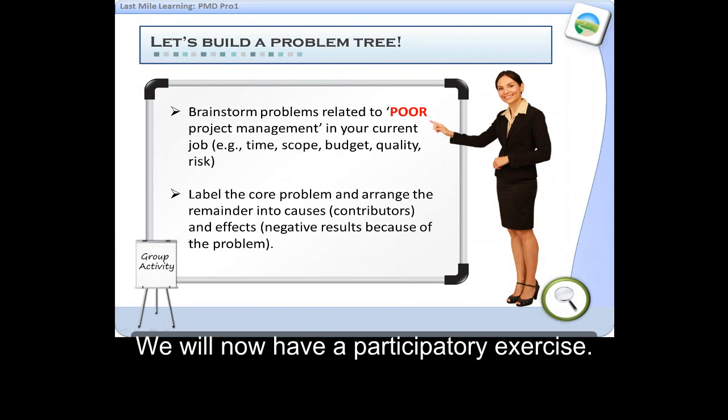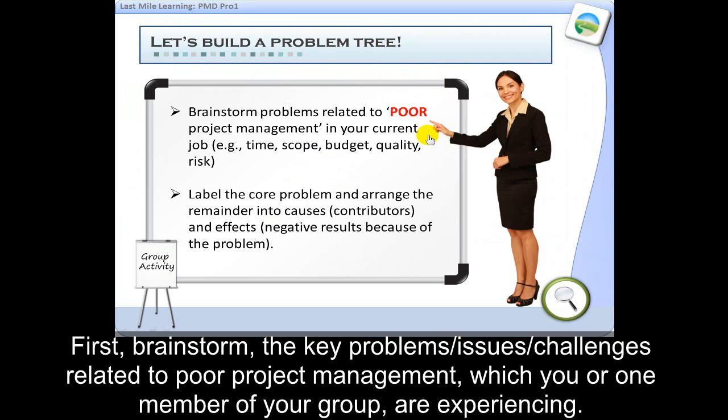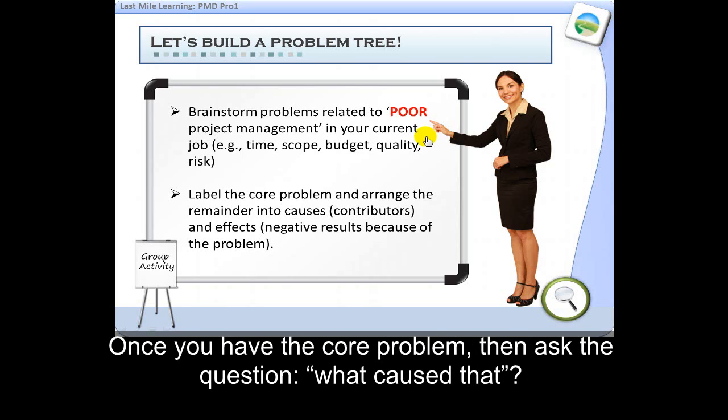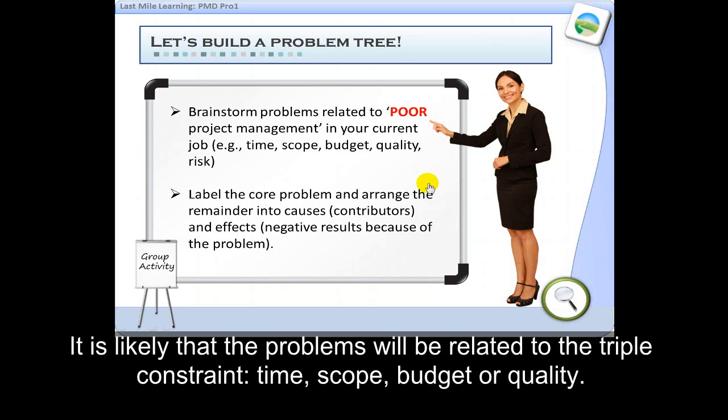We will now have a participatory exercise. First, brainstorm the key problems, issues, or challenges related to poor project management which you, or if you're working with a group, a member of your group are experiencing. Once you have the core problem, then ask the question, what caused that core problem? It's likely that the problems will be related to the triple constraint. Remember, time, scope, budget, or quality.